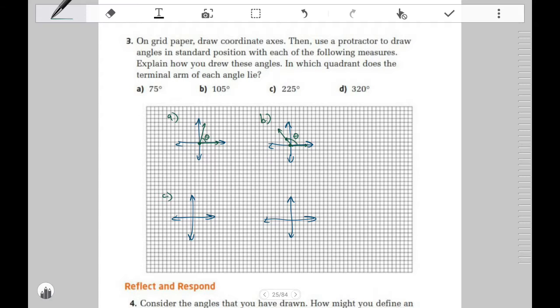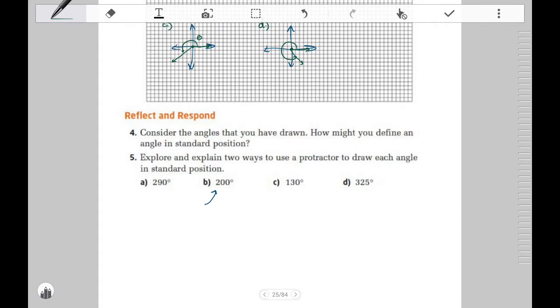C, we have 225 degrees. This is bigger than 180, less than 270, so that will rotate all the way around to here somewhere with the terminal arm, something like that. And then the last one, D, we have the initial arm to the right. This is more than 270 degrees, so that will rotate all the way around past 270 degrees to over here somewhere, where the terminal arm is like that. This is a reflex angle. It's rotating more than 180 degrees.